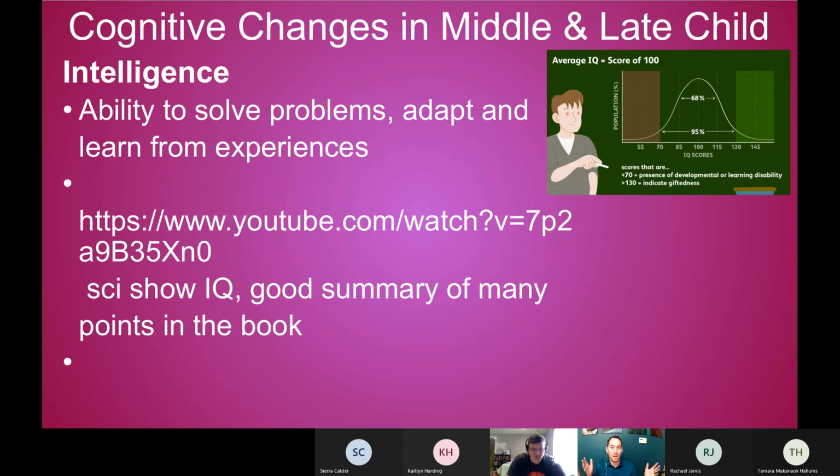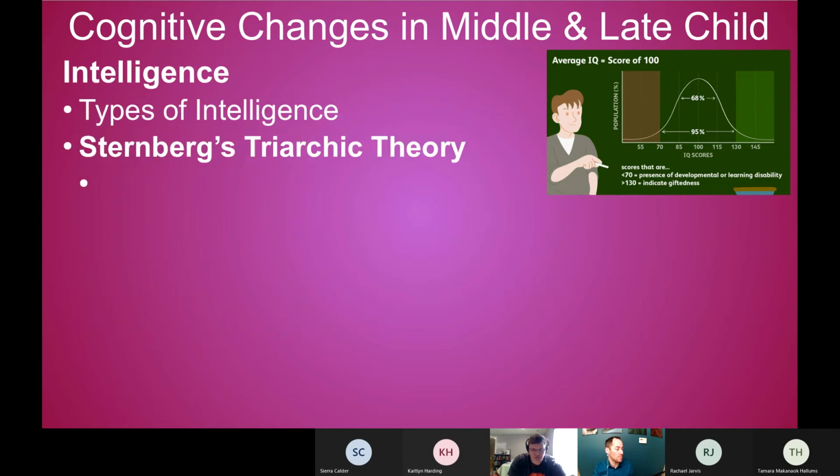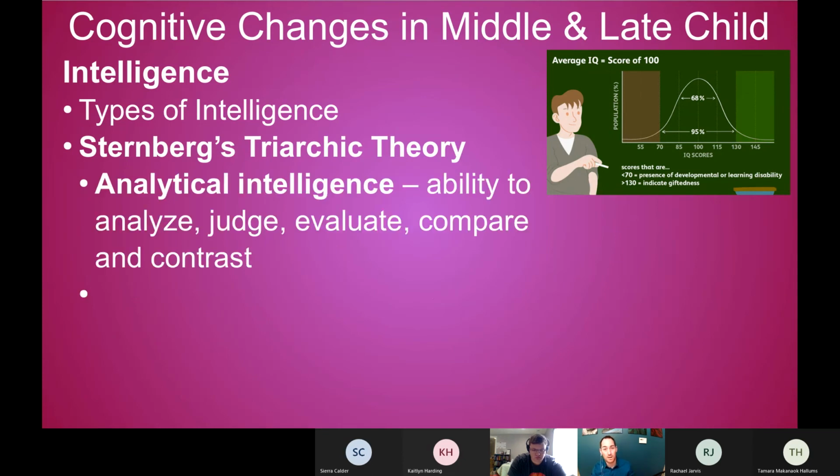So over time, we've done a lot better job at doing our research to be inclusive of lots of different people as well as lots of different cultures. So some of the problems with original IQ tests were the same problems as original psych theory. So one of the first theories that kind of looked at intelligence in multiple dimensions was Sternberg's triarchic theory.